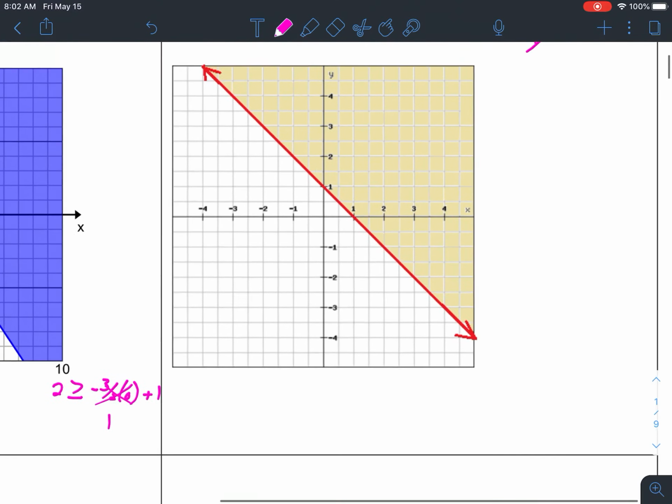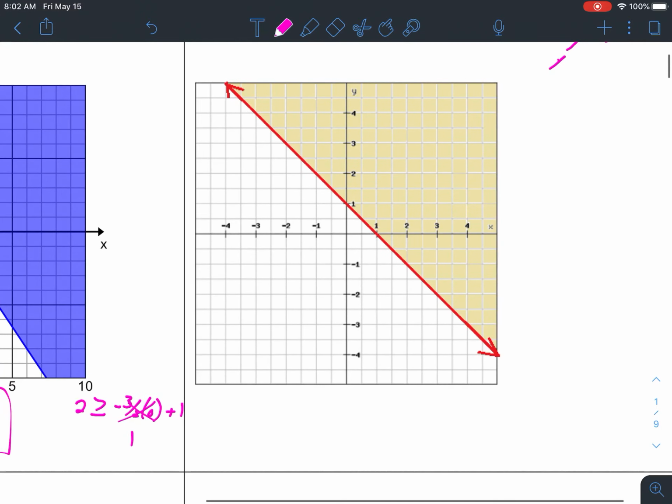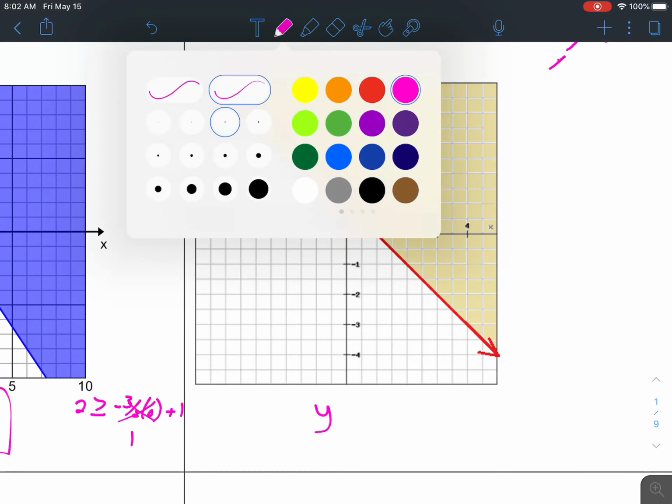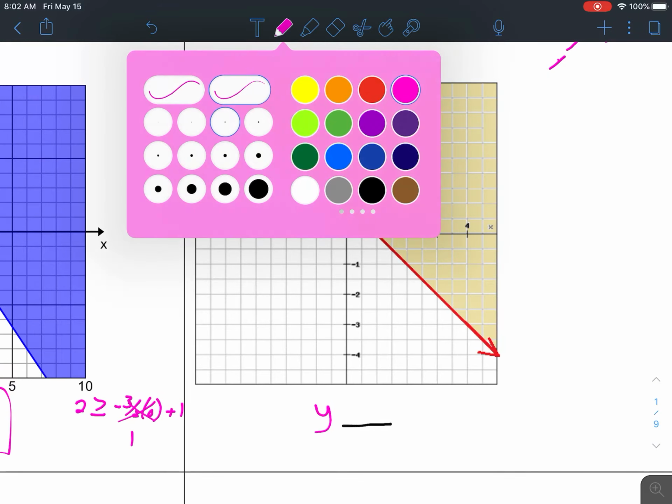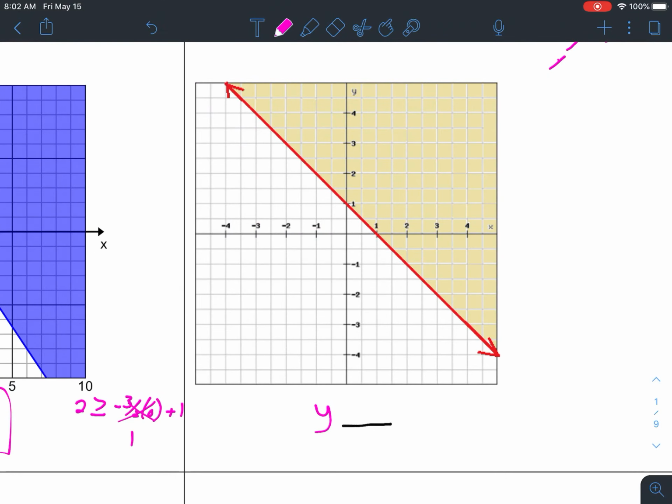Alright, so now we look at this one. Very similar. We can start it off with y. I'm going to do a different color for here. Blank. And we can tell what our b is because we can look and see that where it hits on the y-axis is a 1 again, so it's going to be a plus 1.